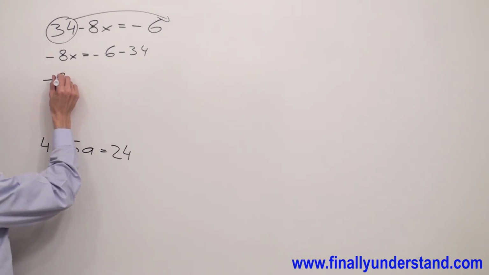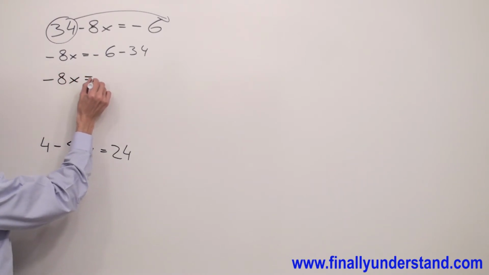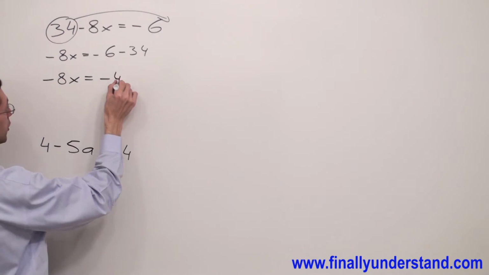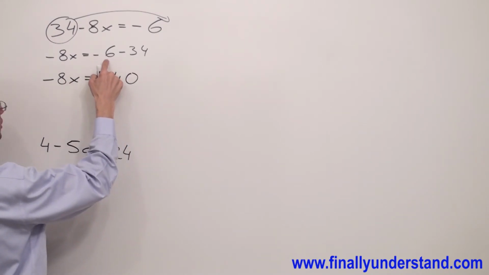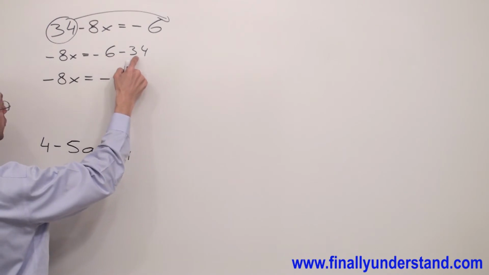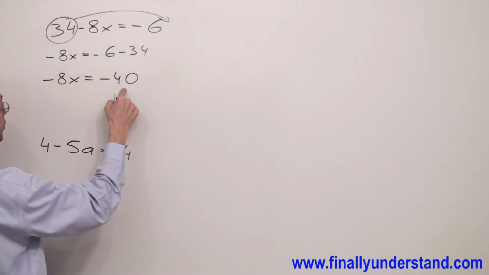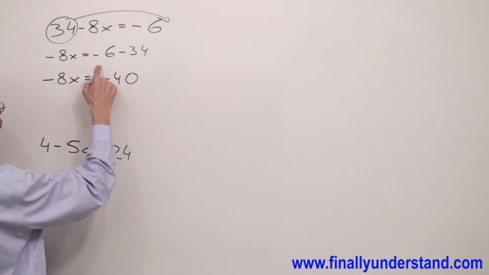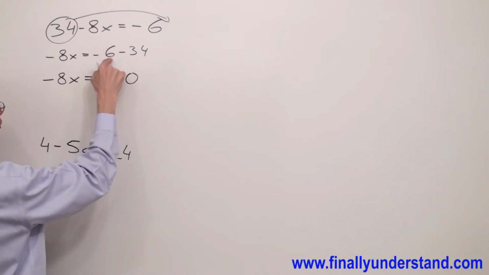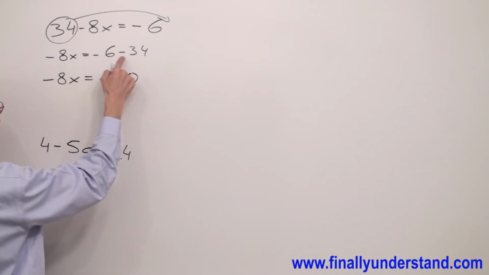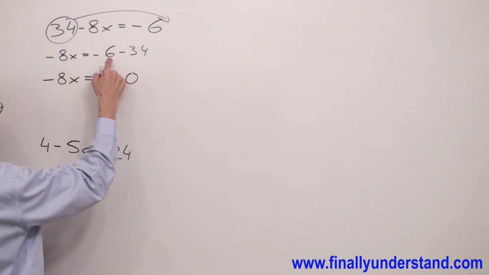Negative 8x is equal to negative 40. Don't confuse this: negative 6 and negative 34 is equal to negative 40. Many students have a tendency to confuse and multiply these signs. You don't have to multiply because we have no parentheses. Simply add the numbers and keep the sign anytime you have no parentheses.